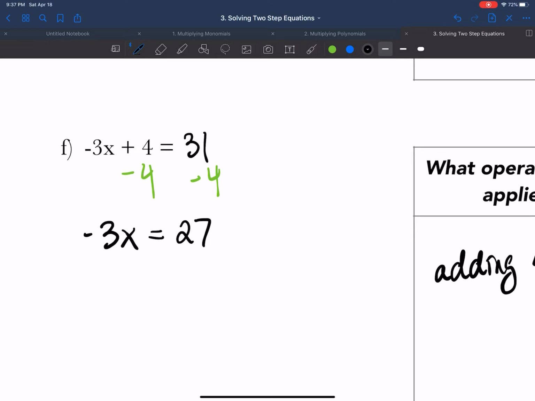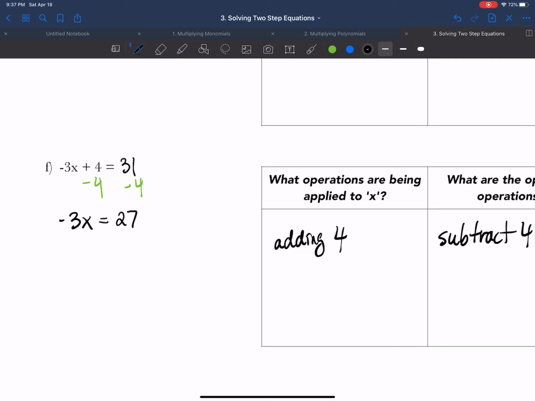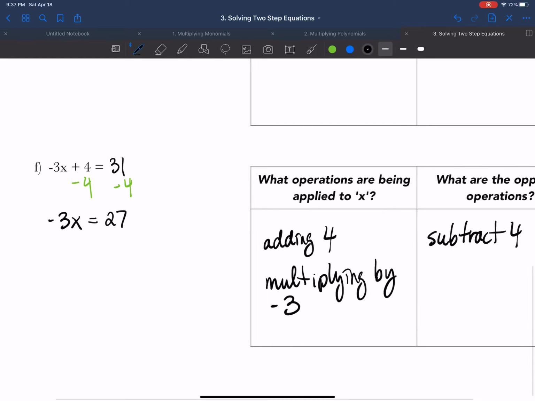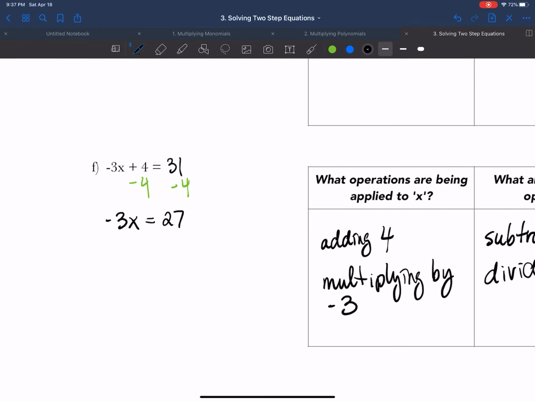So now what's happening to x? What's that -3 in front of the x doing? X is not isolated, it's not by itself. So that -3 is multiplying the x, multiplying by -3. So the opposite of that is to divide by 3. Sorry about my writing, I'm still getting used to this pen.